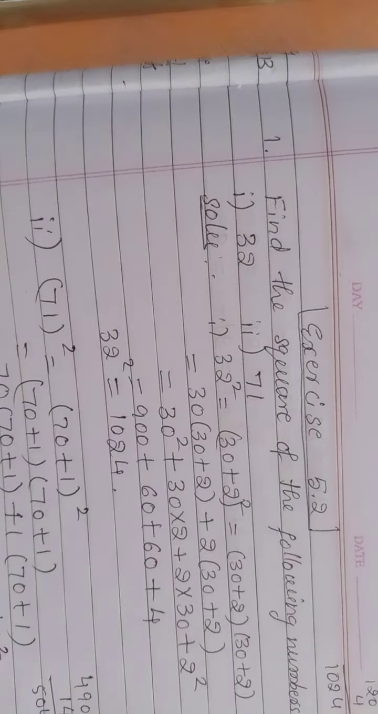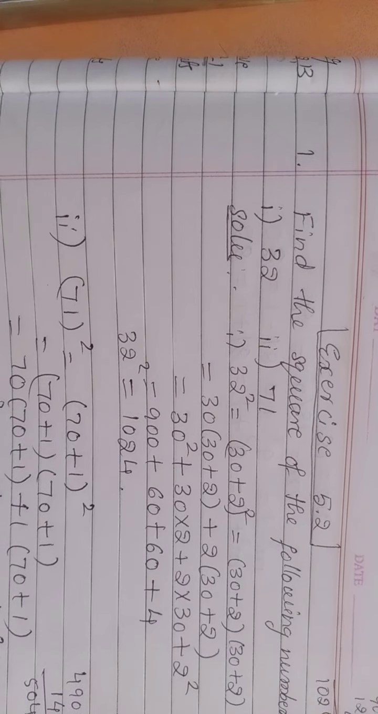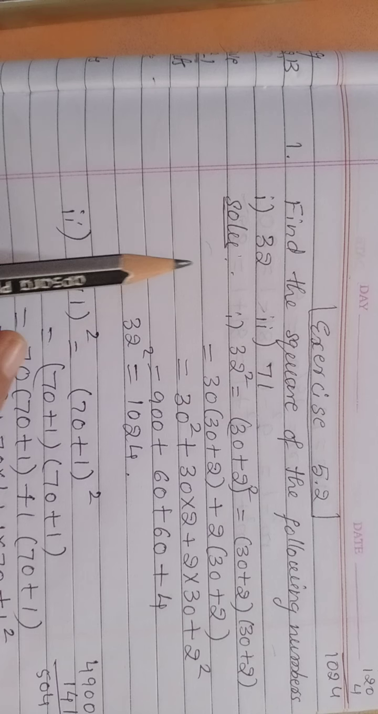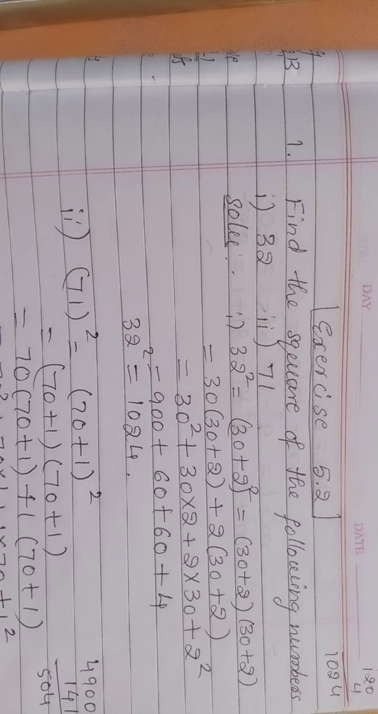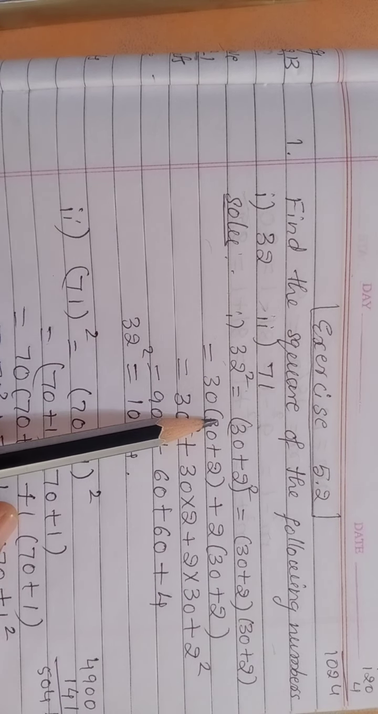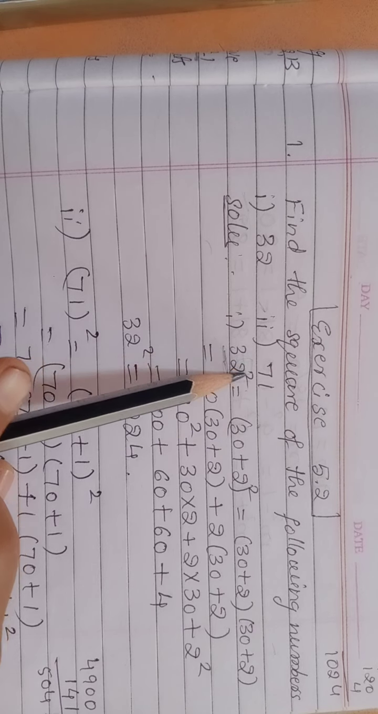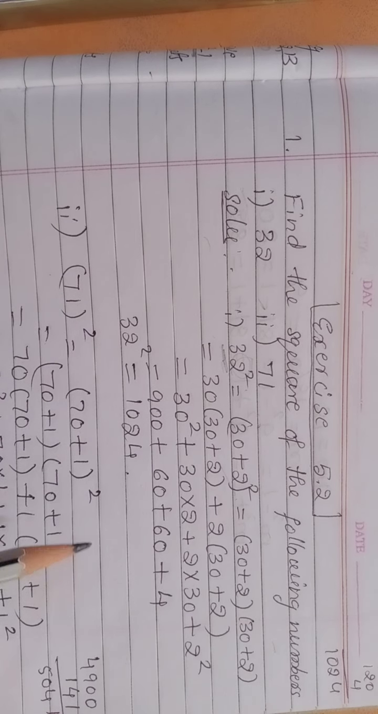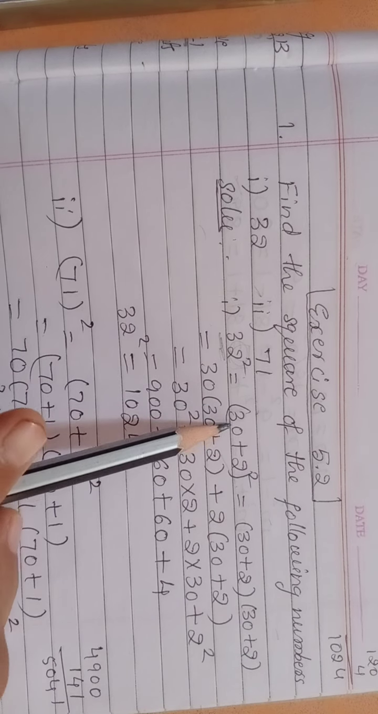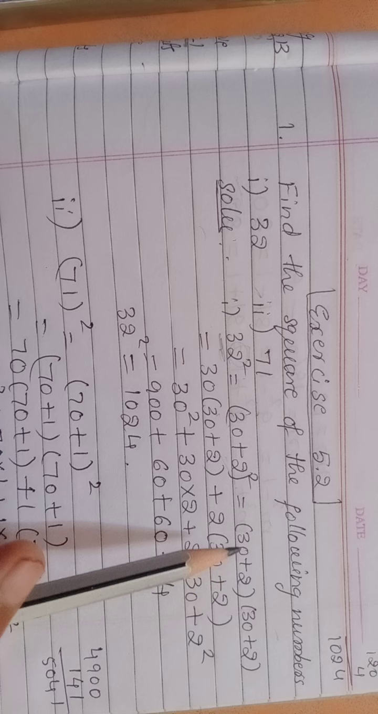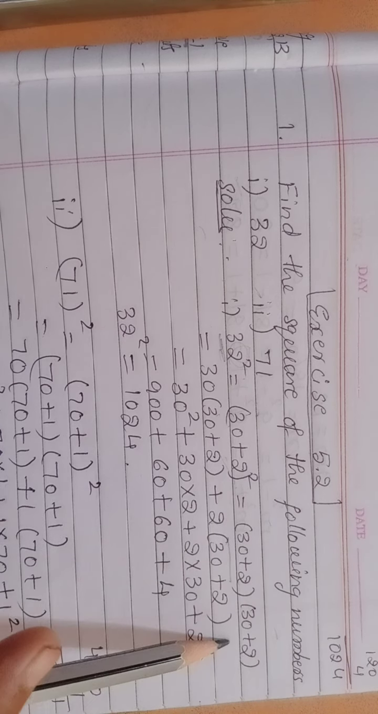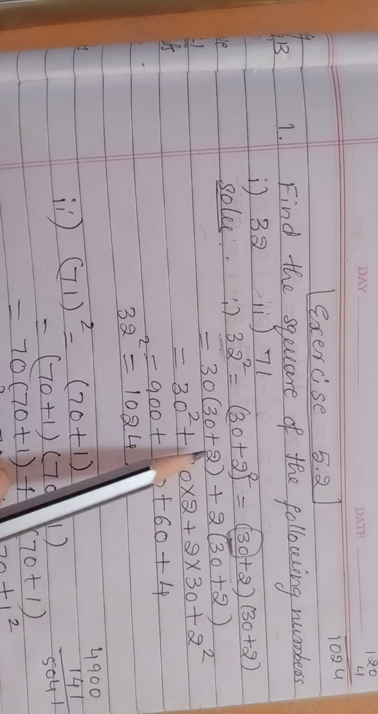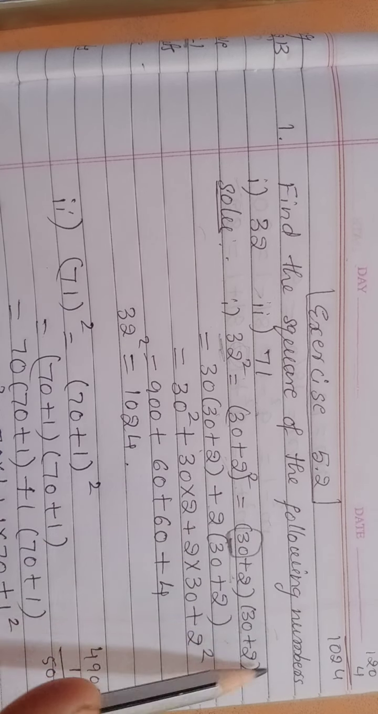What problems you will be having, let us check it out. So the first one contains: find the square of the following numbers. 32 and 71 are given. So 32 square, split it. Check the unit place, if it is not 5, you go for the a plus b whole square form. So 32 can be split as 30 plus 2 whole square, which can be written as 30 plus 2 into 30 plus 2, 2 times. Splitting 30 into these 2 numbers, again plus 2 into these 2 numbers.